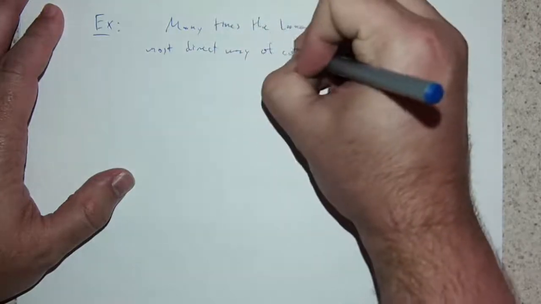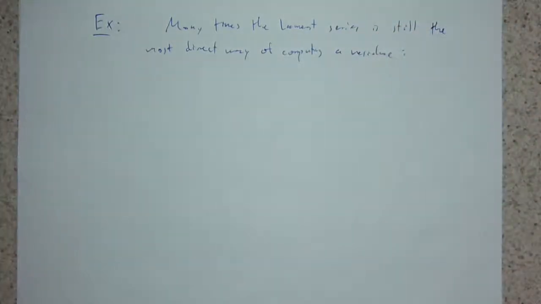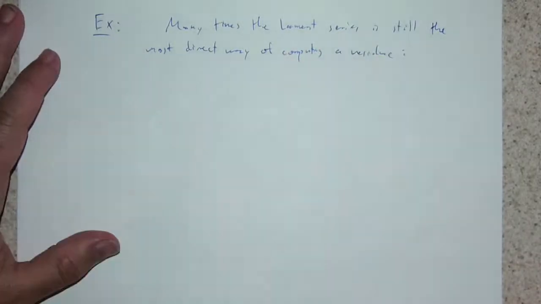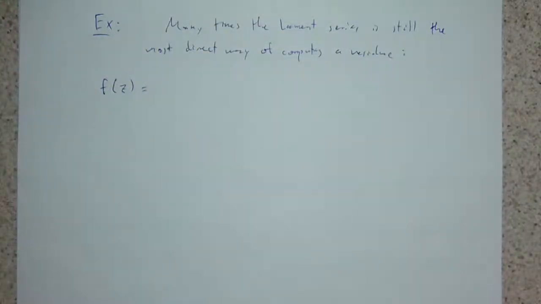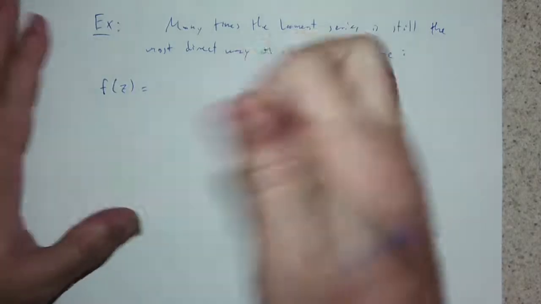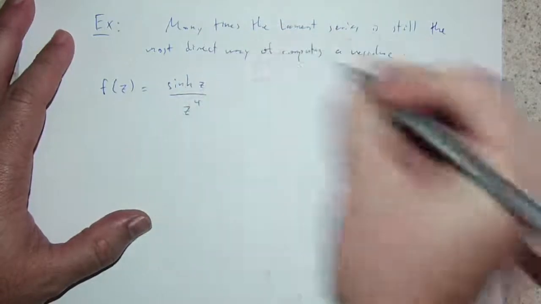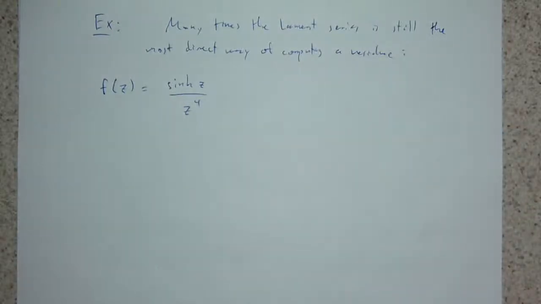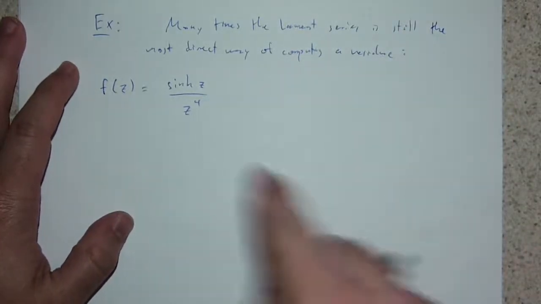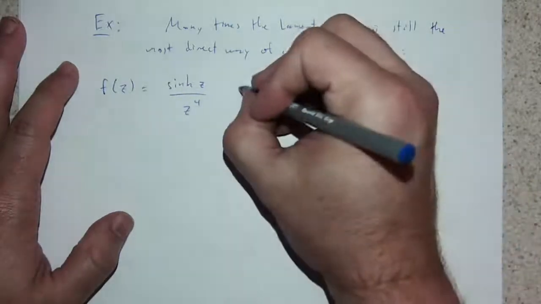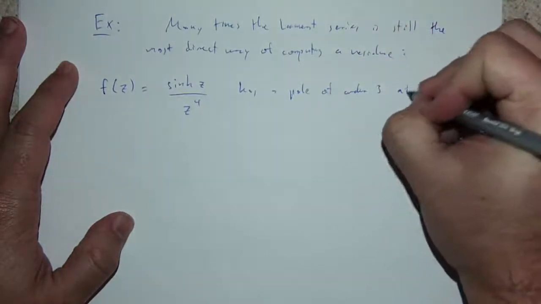Of computing a residue. So to see an example here, if the function in question is hyperbolic sine of z over z to the fourth, we actually did this yesterday. All right, so this has a pole of order 3 at z equals 0.